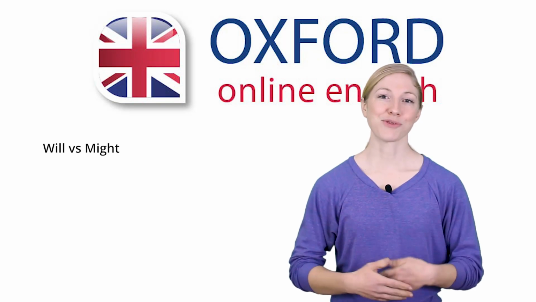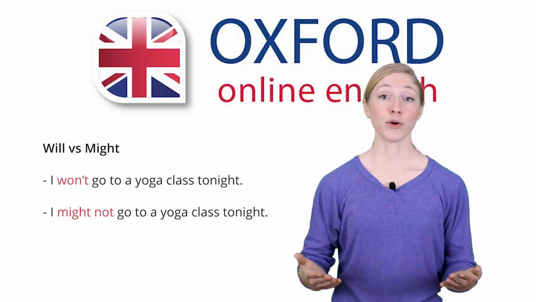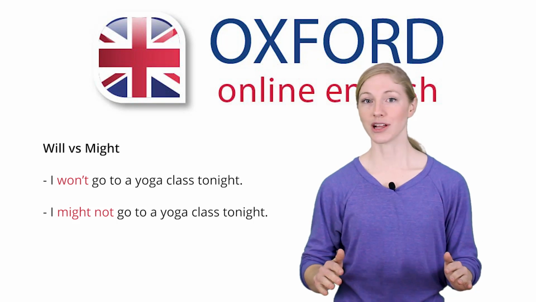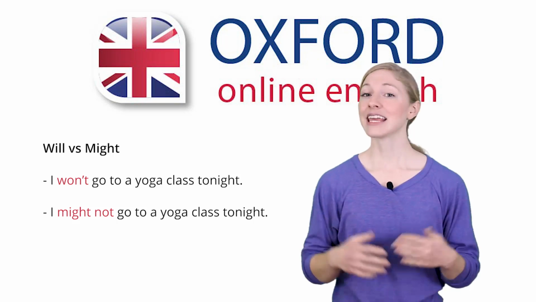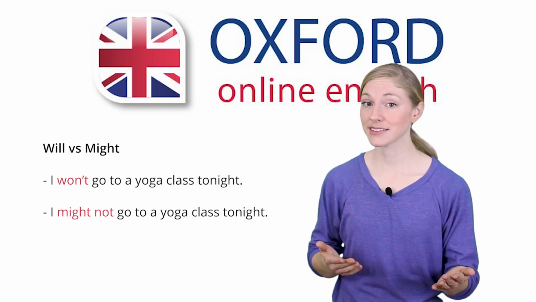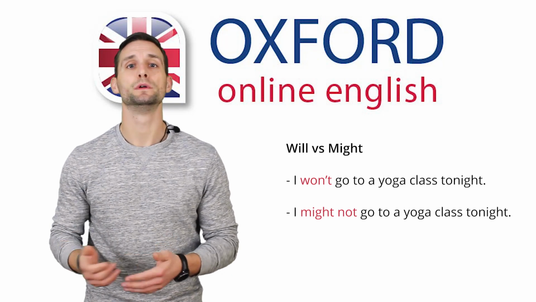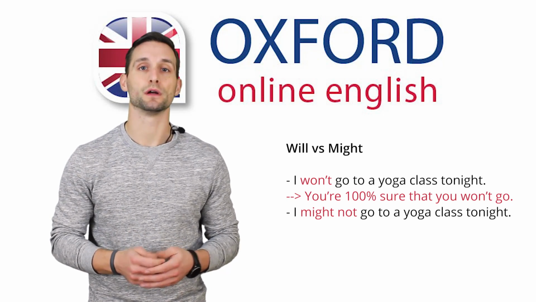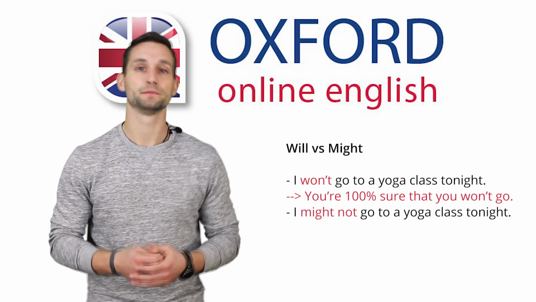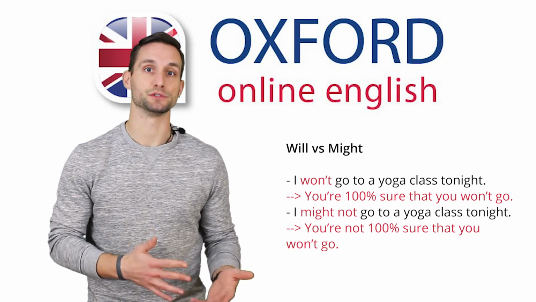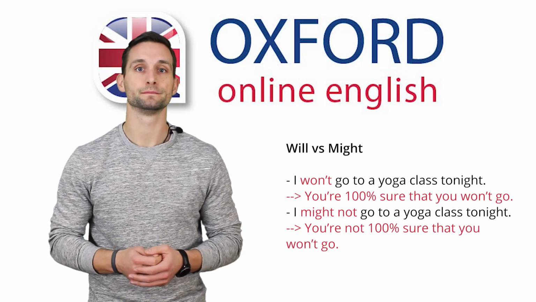Think about the negative forms. I won't go to yoga class tonight. I might not go to yoga class tonight. Can you see the difference here? The answer is the same. Using will or won't shows that you're 100% sure about what will happen. Using might or might not shows that you aren't 100% sure about what will happen.